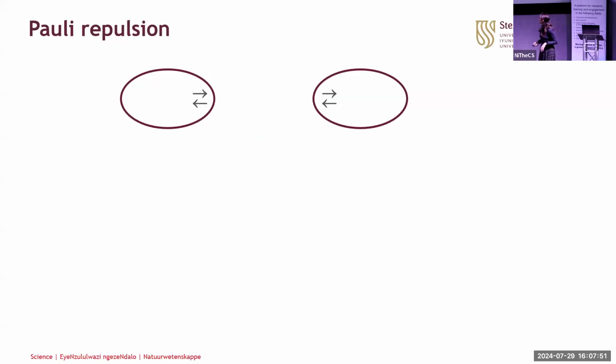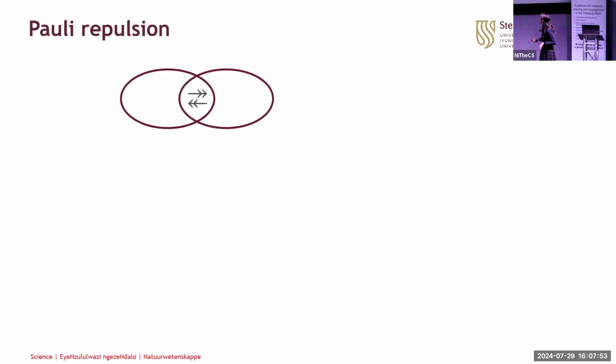Pauli repulsion. And what we have is electrons that cannot be in the same space. Those of you that are physicists will know that this has to do with exchange of electrons. Those of you that are not physicists, all you need to remember is that more than two electrons can't be in the same place at the same time. So that results in repulsion.